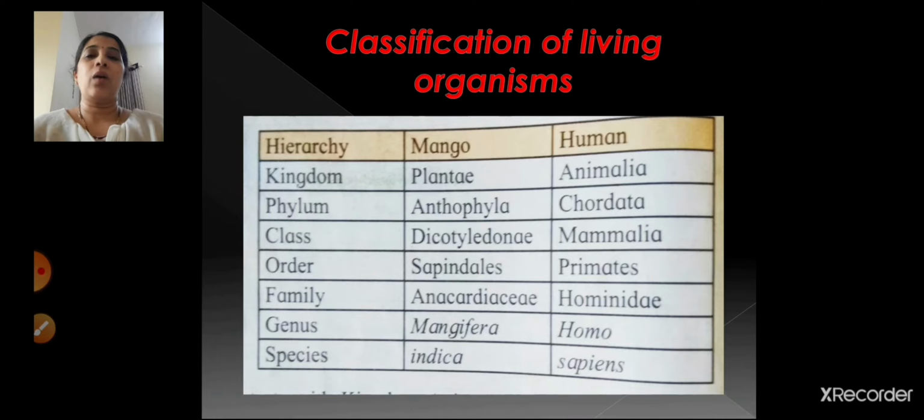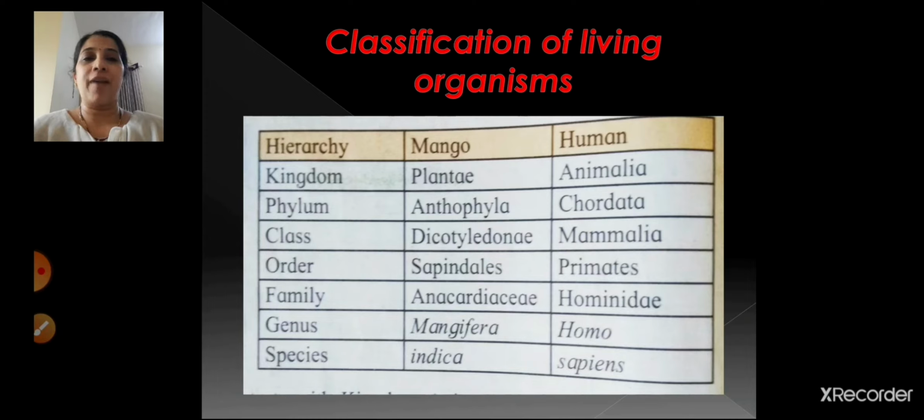Now, how does the hierarchy start? Human belongs to the kingdom Animalia, whereas the mango belongs to the kingdom Plantae. Then the phylum: for mango it is Anthophyta, and for human it is Chordata. Then the class: mango is a dicotyledonous plant, whereas human is Mammalia. Order: for mango it is Sapindales, and for human it is Primates.